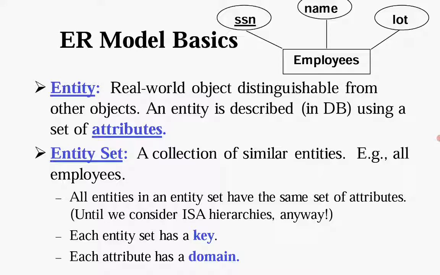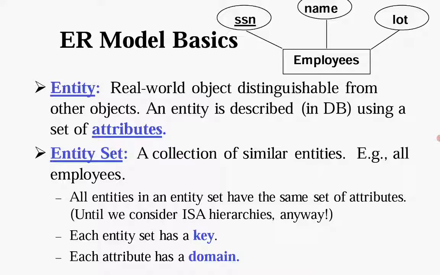An entity is taken as a real world object. Any real world object can be taken as an entity. For example, employees, departments, designations, classes, teachers, faculty, students, everything can be taken as an entity. Every entity has some properties, and these are called attributes or properties or characteristics. And what is an entity set? It is a collection of similar entities, for example all employees.